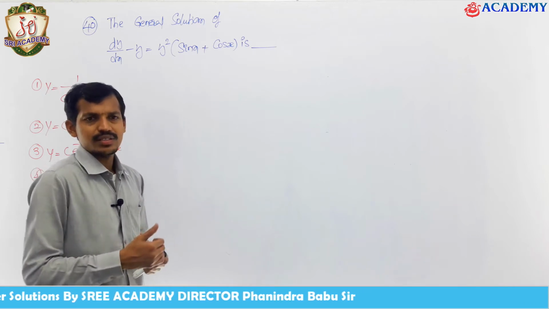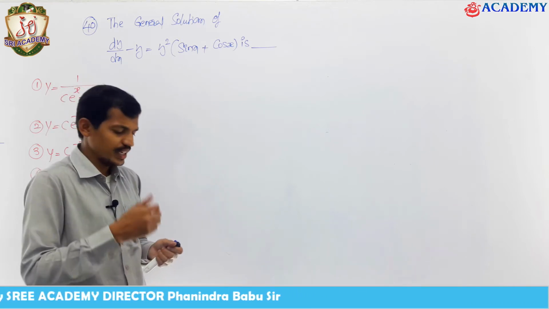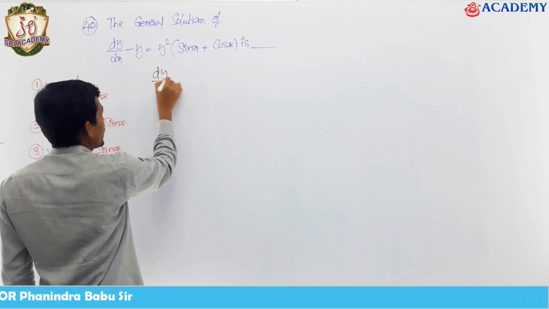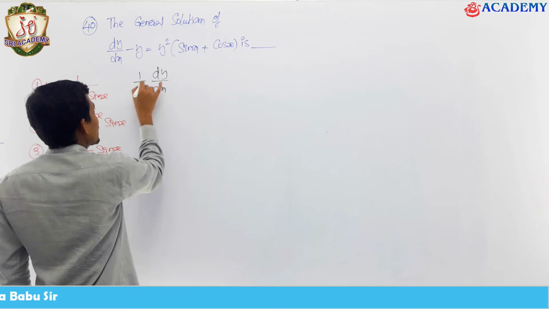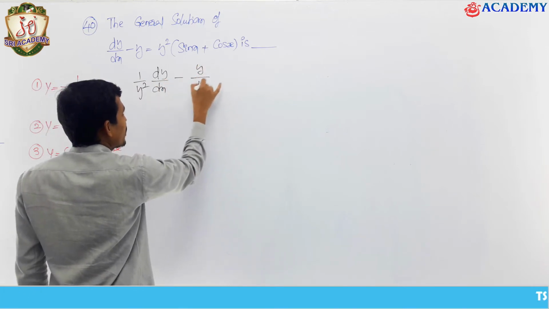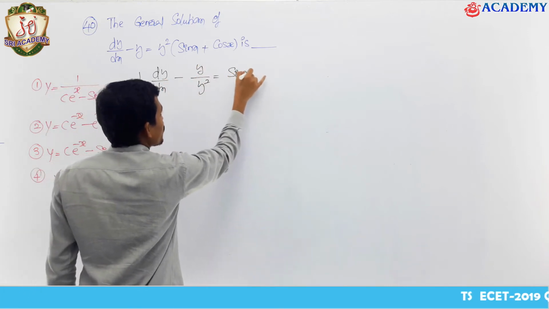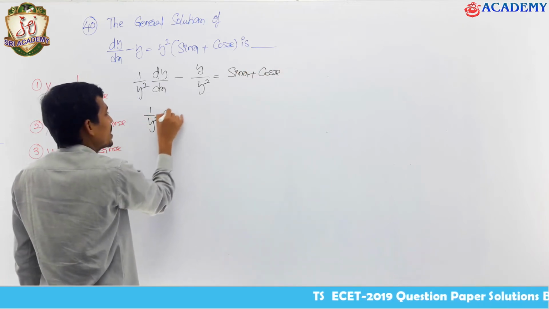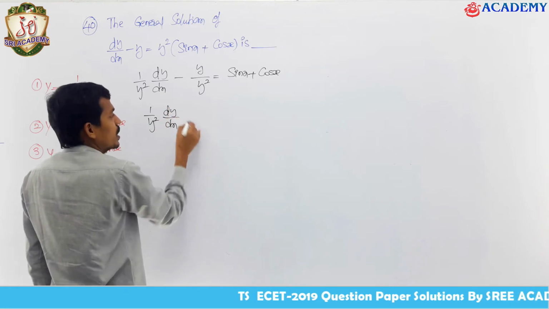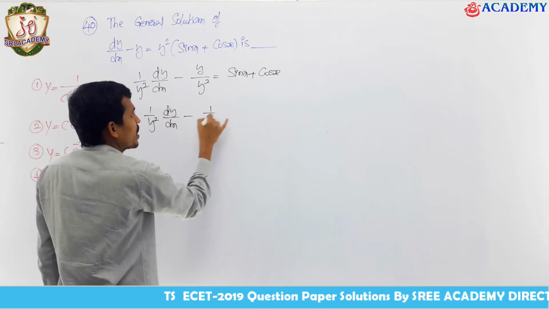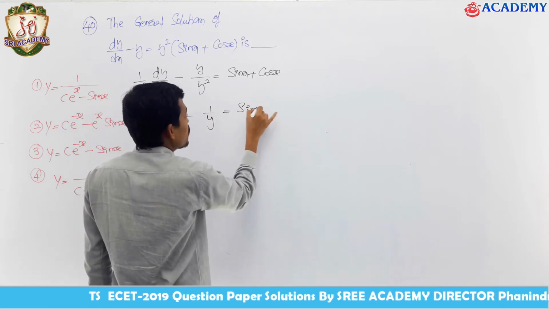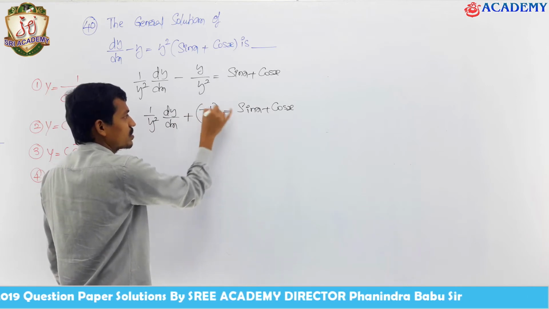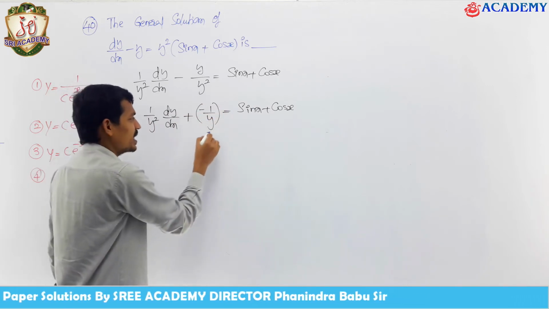I am converting this non-linear differential equation into linear. That is, I am taking y square this side, that is going to be dy by dx, 1 by y square, minus y divided by y square equal to sin x plus cos x. That is going to be 1 by y square dy by dx minus 1 by y equal to sin x plus cos x. See here, I am taking plus into minus. I am taking this as z.